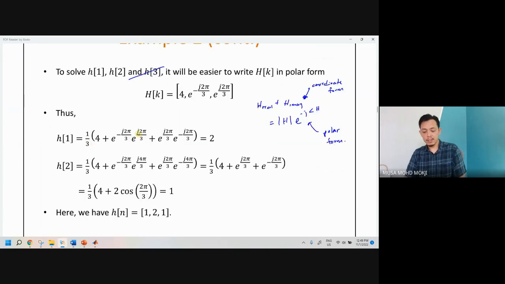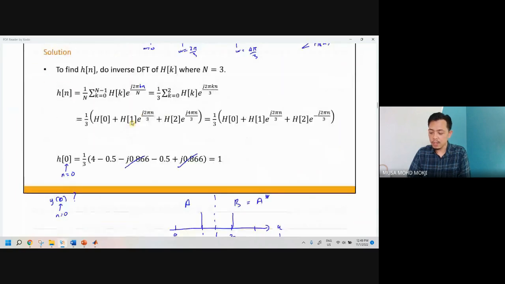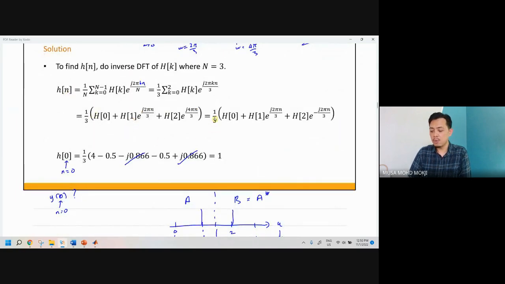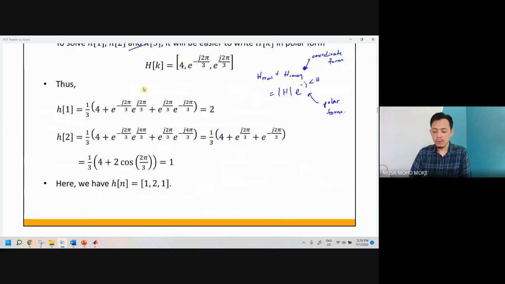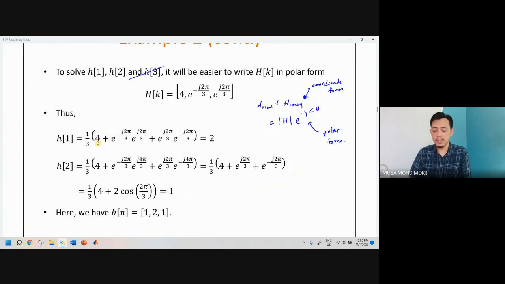Then go back to our formula. What is our formula again? h[n] is actually 1 over 3 times H0 plus H1 multiplied with e to the j2 pi n over 3, and then plus another one with H2 times e to the power of minus j2 pi n over 3. Right? So remember this one, we need to multiply with 2 pi n over 3. The first one is easy because it's just 4. The second one we need to multiply with j2 pi over 3, and H1 is minus e to the minus j2 pi over 3. So we put it here.